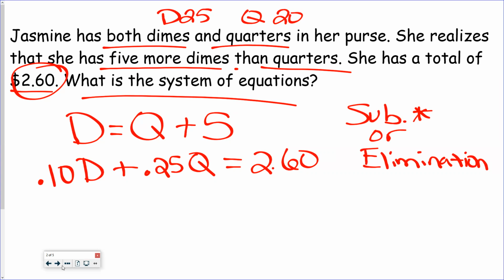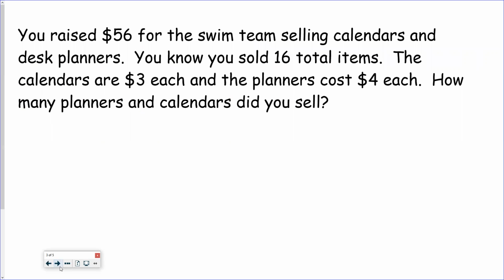All right, let's try another problem. All right, so you ready? It's $56 for the swim team, selling calendars and desk planners. You know you sold 16 total items. The calendars are $3 each. The planners are $4 each. How many planners and calendars did you sell?